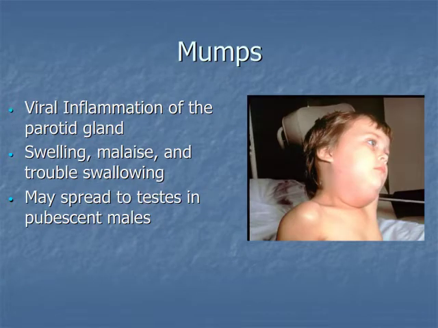So while we're on the topic of the salivary glands, we need to talk about a disorder called mumps. Mumps is caused by a viral infection of the parotid salivary gland, and it results in swelling of the parotid gland and also malaise or tiredness and also some trouble swallowing. And in some rare instances in pubescent boys, it can also lead to a tremendous swelling of the testes, which can result in sterility and probably quite a bit of pain.